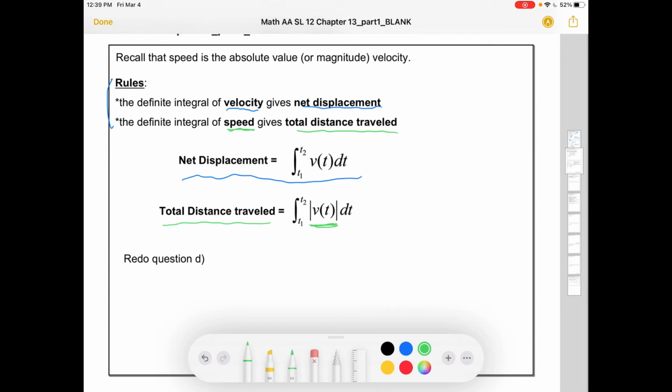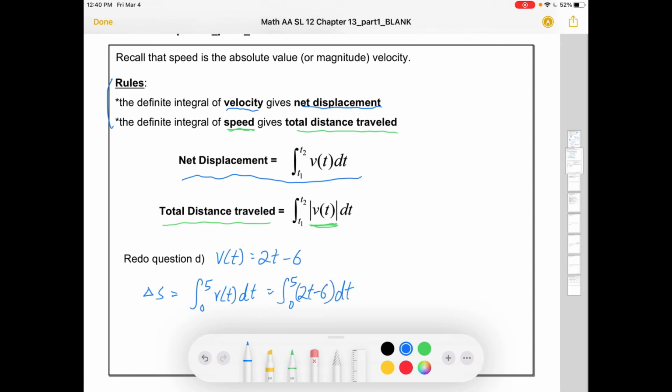So now we can redo question D using these integral definitions. We knew that v of t was 2t minus 6. So if I want the net displacement, I can find it by doing the integral of velocity from 0 to 5. So for us, that's 2t minus 6.